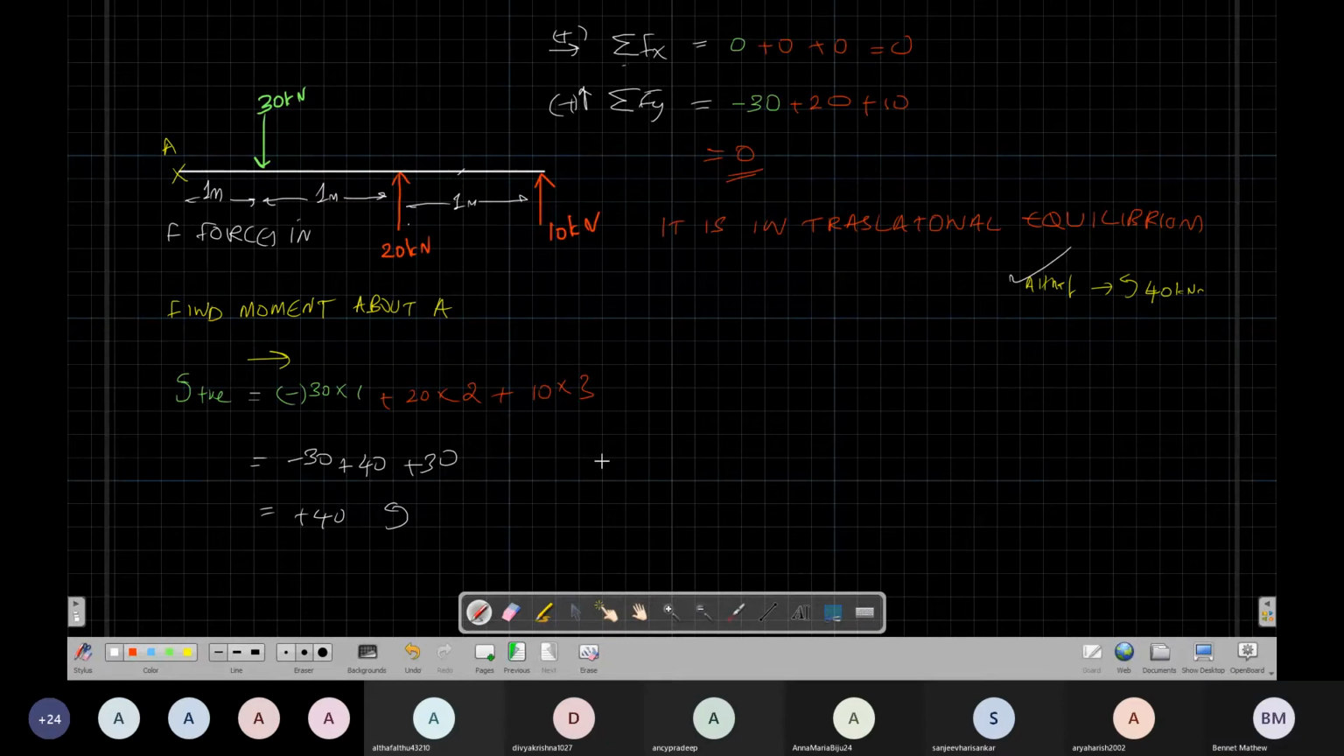Now, if the summation of moments about this point is not 0, then it is not in rotational equilibrium.